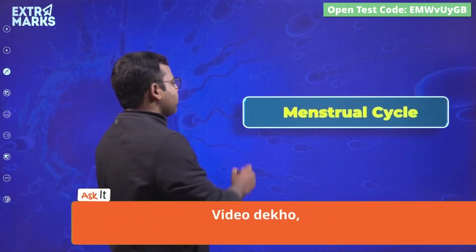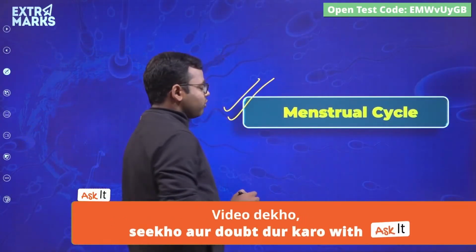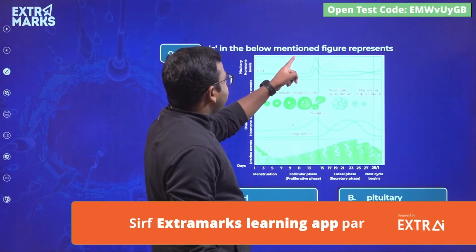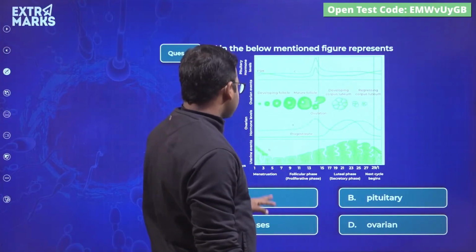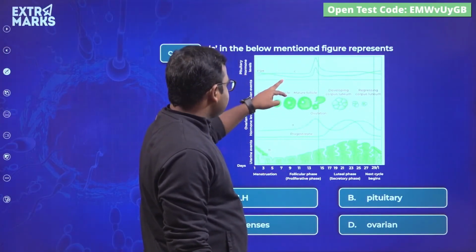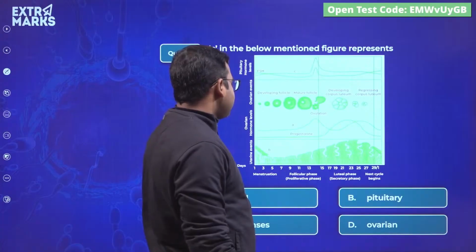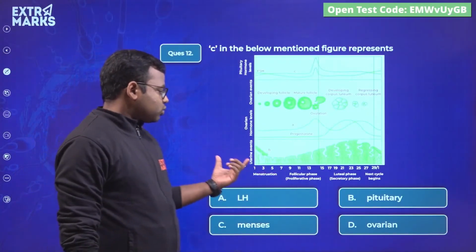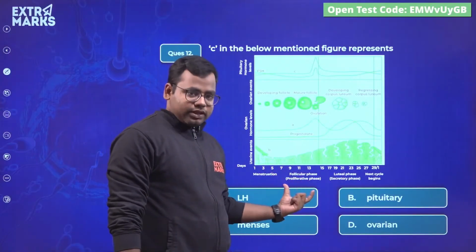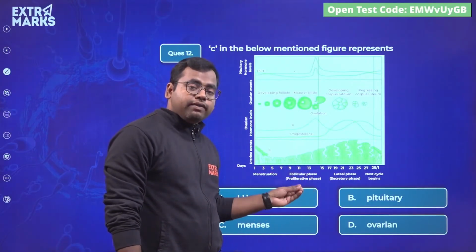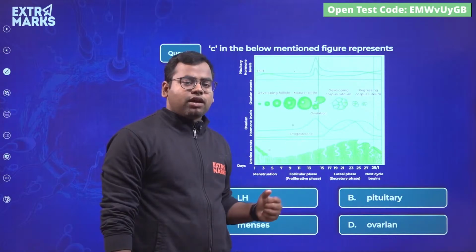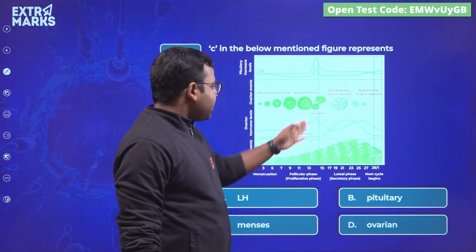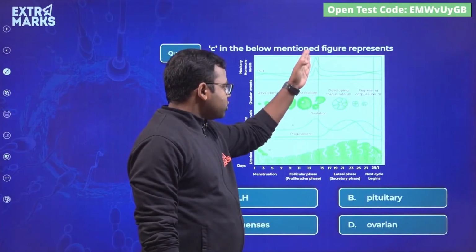Moving ahead with the next topic, which is the menstrual cycle, right? This is a question. C in the below mentioned figure represents. So you can see A, B, C. So what is this C representing? We know we have divided the menstrual cycle into 4 phases, right? Menstrual phase is there, follicular phase is there, which is also called proliferative phase, when the follicles are being developed, primary, secondary, tertiary follicles, right? And then there is the ovulatory phase on the 14th or 15th day.